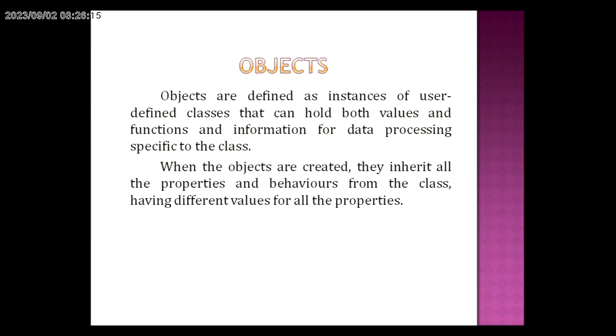Then the next one is objects. Objects are defined as an instance of a user-defined class that can hold both values and functions and information for data processing specific to the class. When the objects are created, they inherit all the properties and behaviors from the class, having different values for all properties. For example, if my child inherits some characteristics from me, that is inheritance. So the class's objects are created and they inherit all the properties and behaviors from the parent classes.